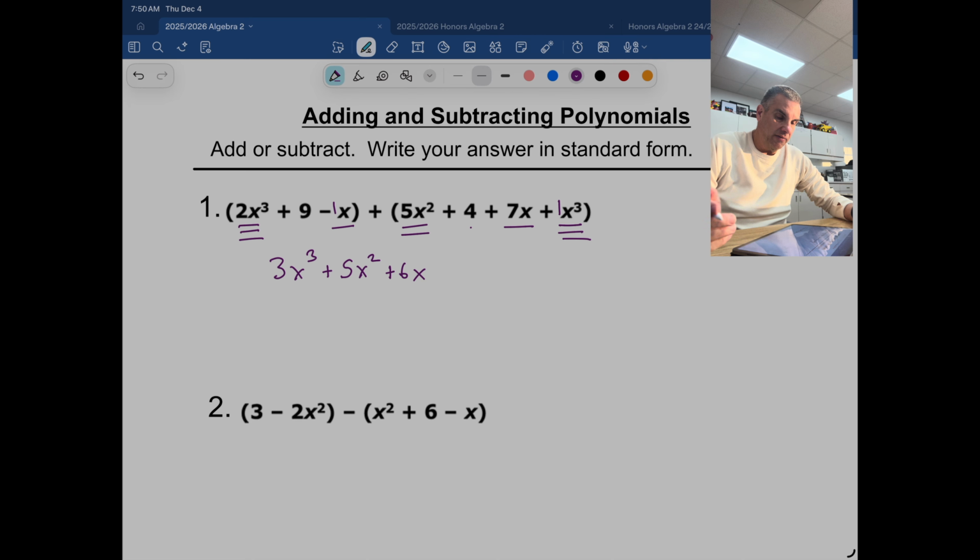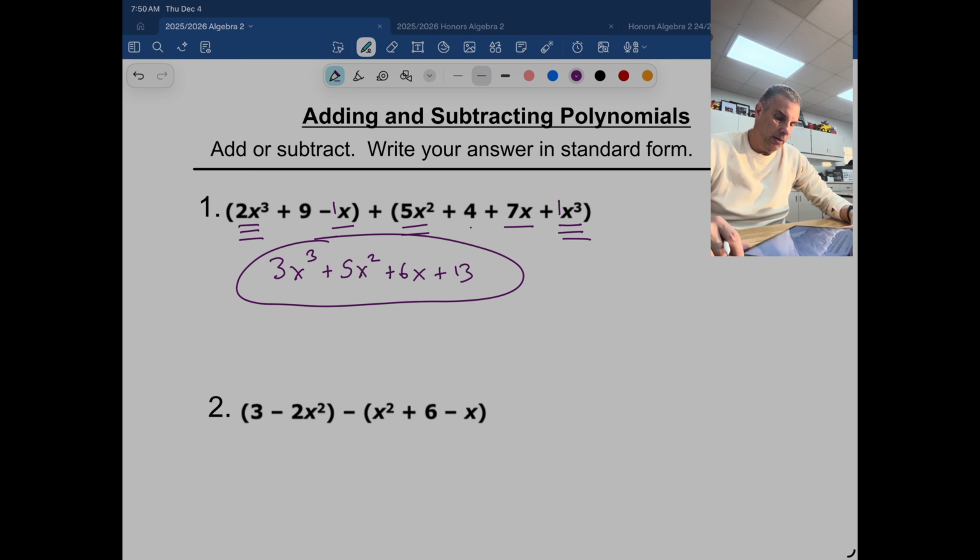And then I've got no lines, just my coefficients 9 and 4. 9 and 4 is 13. There's our solution in standard form.